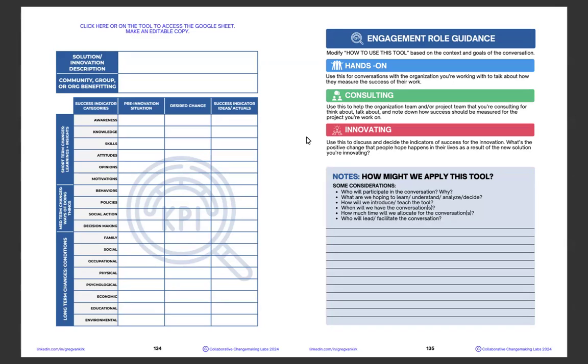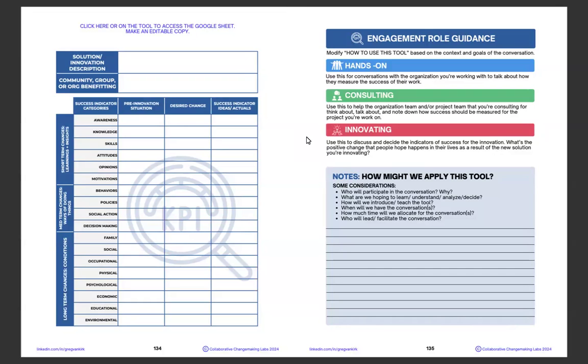So you're going to go through short-term changes, learnings and insights, and go through each one of those, awareness, knowledge, skills, with the pre-innovation situation, right? Then to the right, you're going to say the desired change. So what do you hope changes? So for example, if somebody pre-innovation was not aware that water was contaminated, right? Then the desired change is that they're now aware that water is contaminated, right? That one's pretty straightforward. Okay, so you're going to do the desired change for each one. People didn't have certain skills, now they have certain skills. Be specific, right? As much as you can.